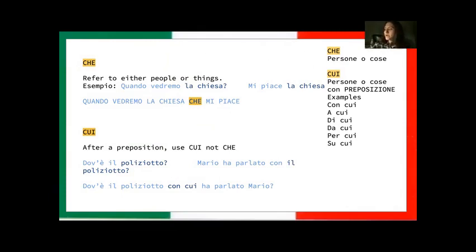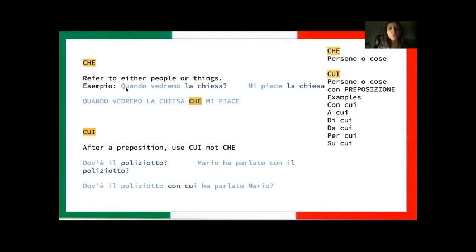Okay, very, very good. So what does this mean? It means that che is the relative pronoun that refers both to people or things. Quindi persone o cose, ok? Persone o cose, as you in fact see here in the example. Jana, could you please translate this for me?